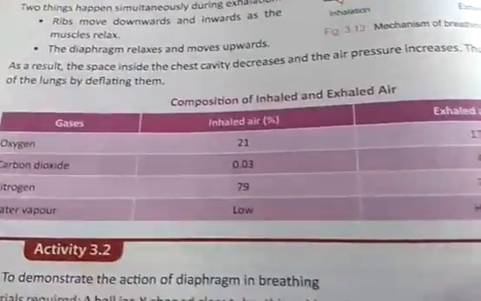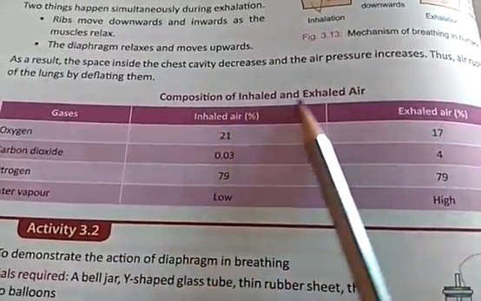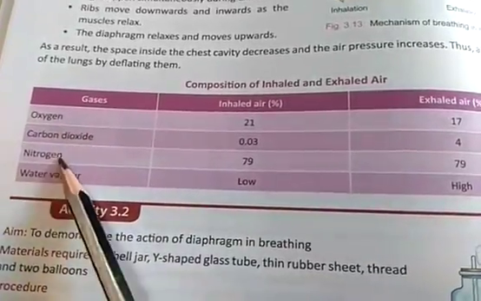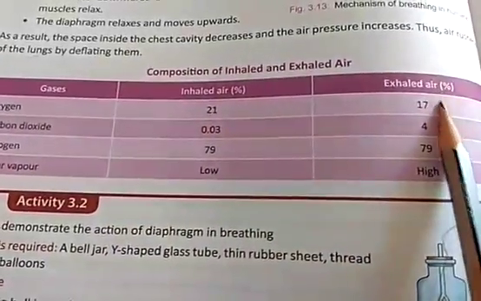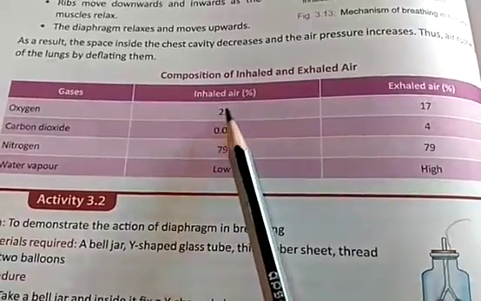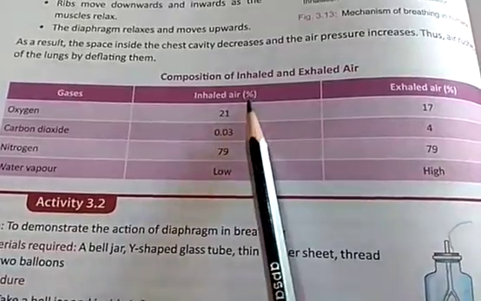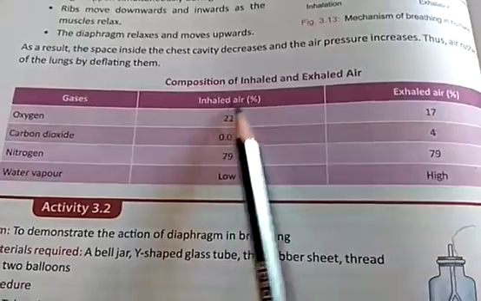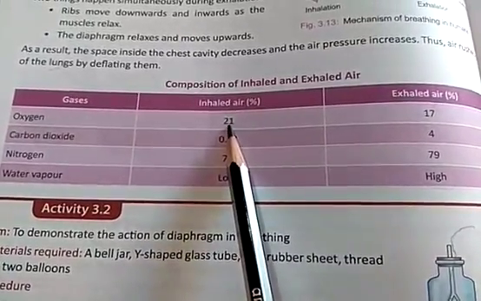Then, students, there is a small table showing the composition of inhaled and exhaled air: the composition of gases like oxygen, carbon dioxide, nitrogen, and water vapor. In inhaled air, oxygen is 21%, in exhaled air, oxygen is 17%. Generally, the air present in our atmosphere has somewhere around 21% oxygen. So that's why in inhaled air the percentage is the same, 21%.